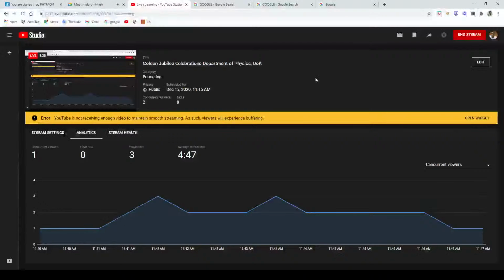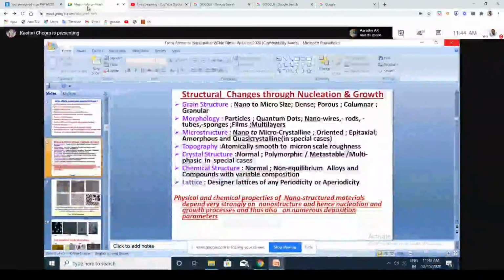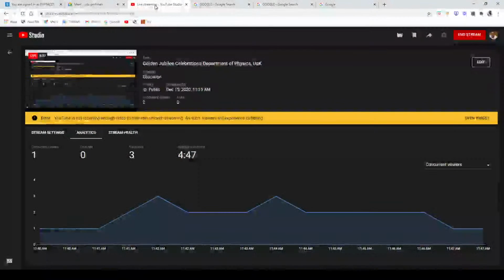So the topography can vary from atomically smooth surface to micron scale roughness here. And the crystal structure depends very much on the interaction between the atoms plus other conditions that prevail on a surface. Okay, so you can change a lot of structures, like FCC, face-centered cubic, can become hexagonal or vice versa. For example, that's quite easy to do.